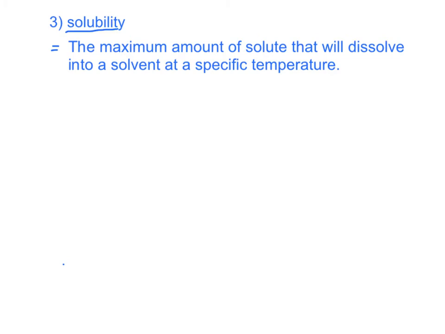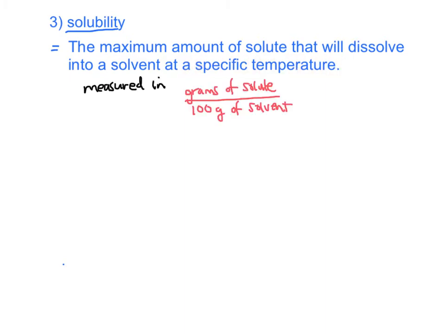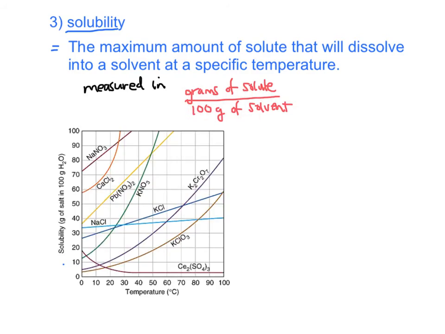So the last thing that we're going to discuss is this idea of solubility. The definition of solubility is the maximum amount of solute that will dissolve into a solvent at a specific temperature. And it's usually given as a measurement of the number of grams of solute per 100 grams of solvent. And oftentimes you'll be able to look up the solubility of solutes on something called a solubility curve.